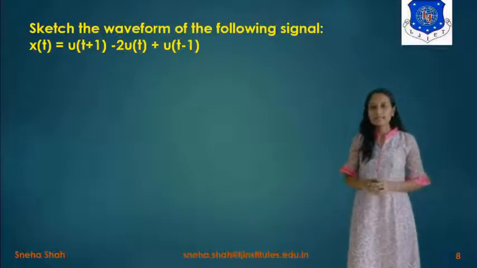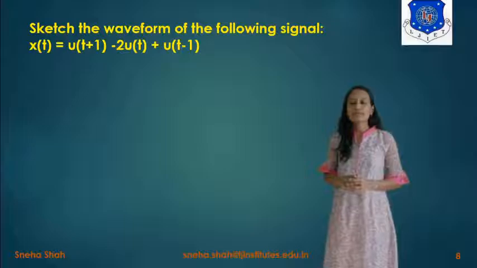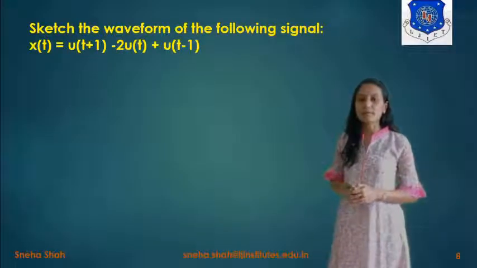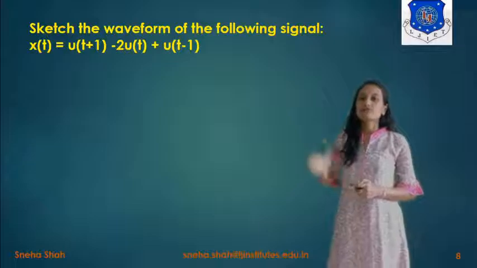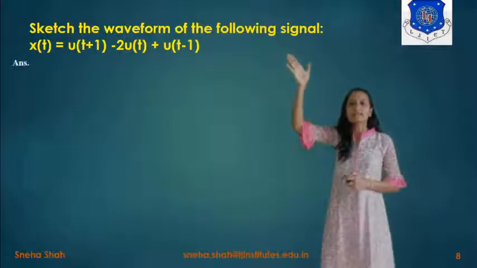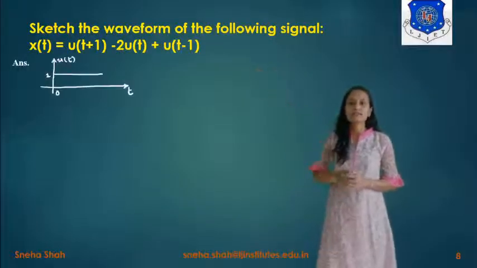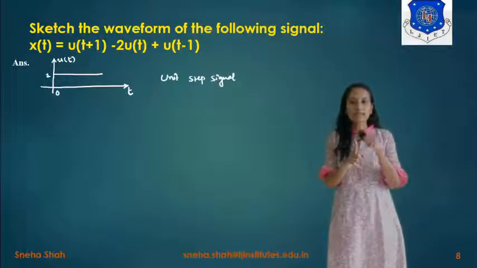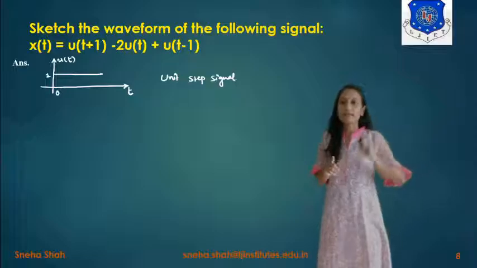Now the next example is: sketch the waveform of the following signal, x of t equals u of t plus 1 minus 2 u of t plus u of t minus 1. To solve this example, we start with the standard signal u of t, the unit step signal, and the value of the unit step signal for t greater than or equal to 0 is 1.